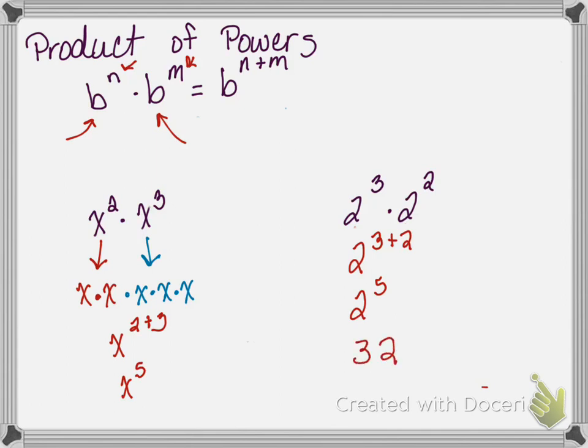Now, I just want to show you one more thing. What is 2 to the third power? 2 times 2 times 2, which is 8. What is 2 to the second power? 4. And what's 8 times 4? 32. You got it. So there are multiple ways to figure it out when we're doing numbers, but all the properties that work there also work when we've got variables.